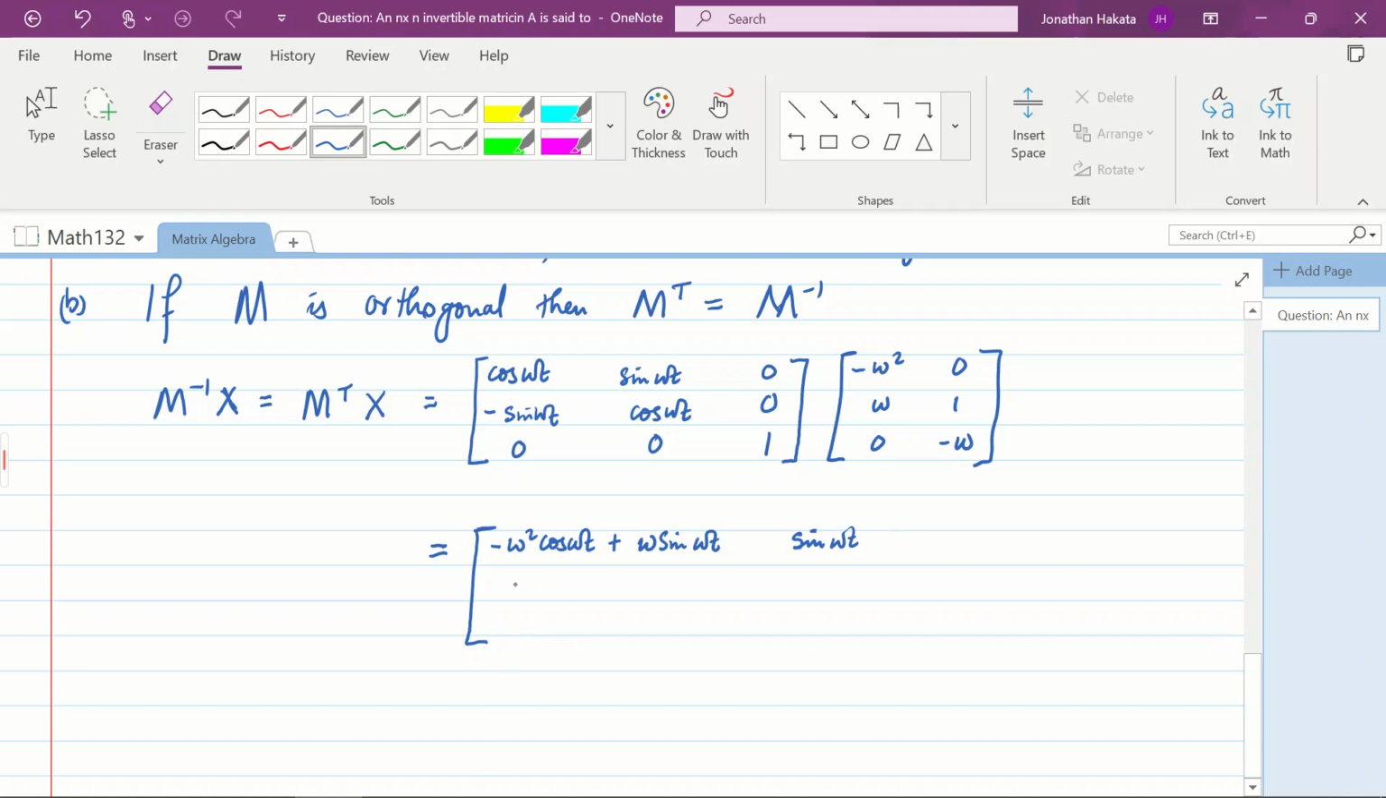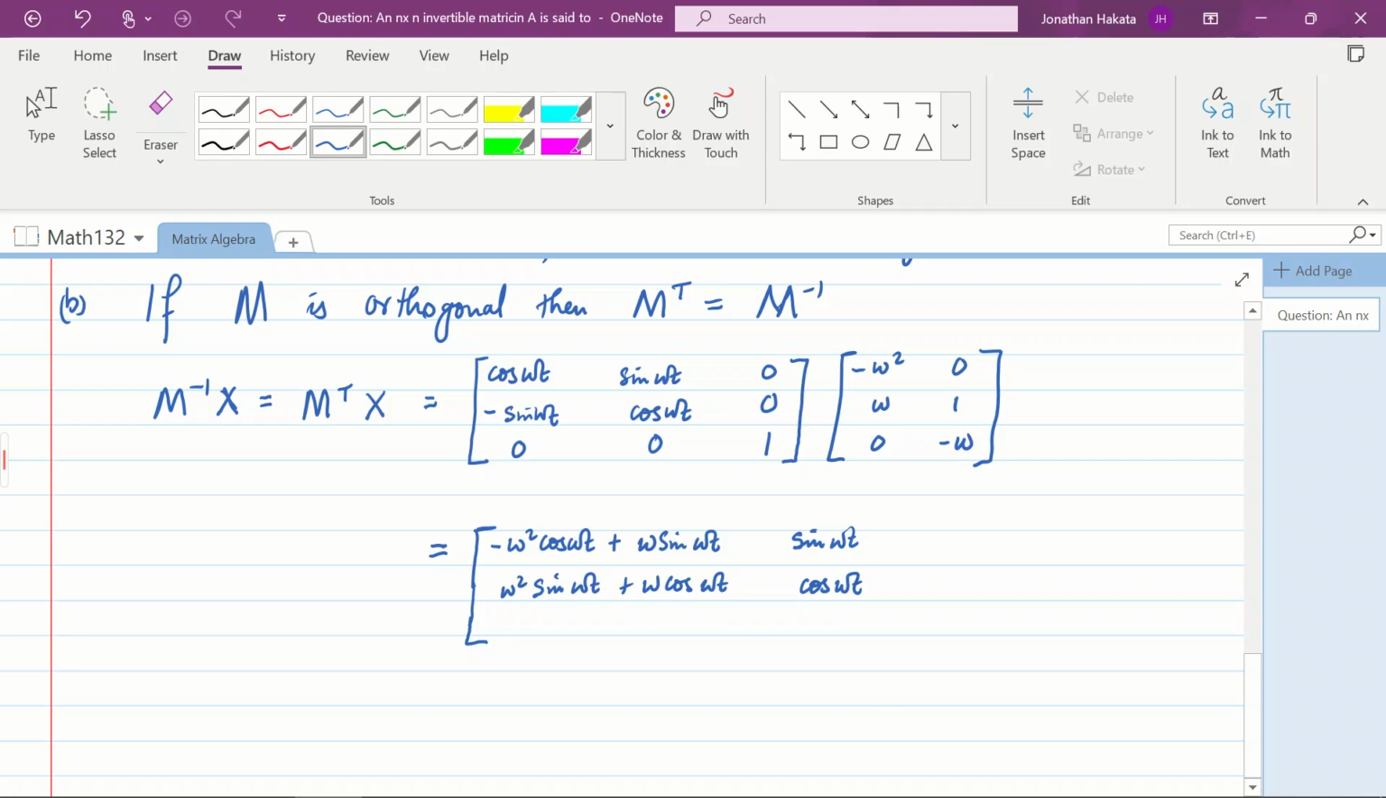And second row by the first column, we have minus omega squared, or it will be positive this time around. Minus and minus gives me a positive. So omega squared sine omega t plus omega cos omega t plus 0 times 0, which is a 0. Don't need to write anything there. And this position, I'll have to say second row times the second column. So minus sine omega t times 0, it's a 0. Cos omega t times 1, it's cos omega t. 0 times minus omega is 0. So I don't need to add anything.